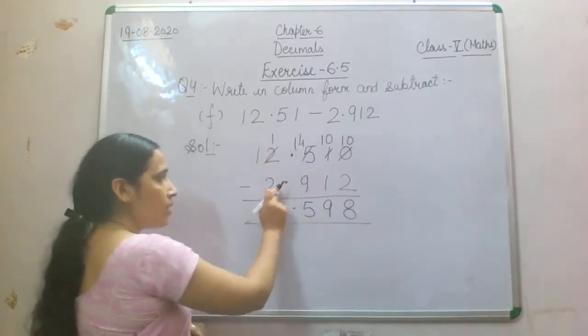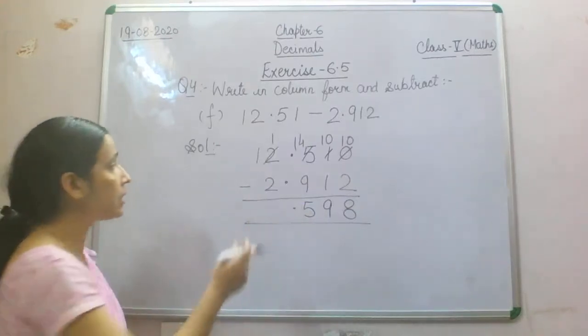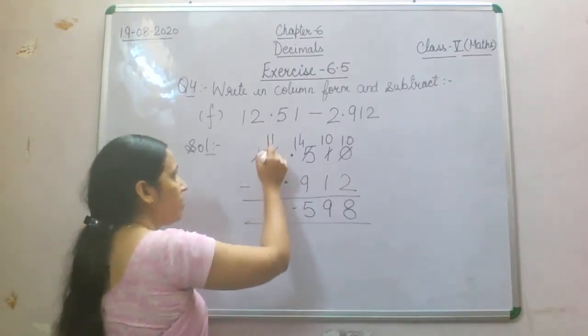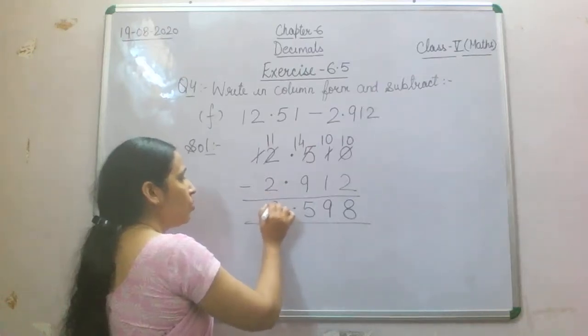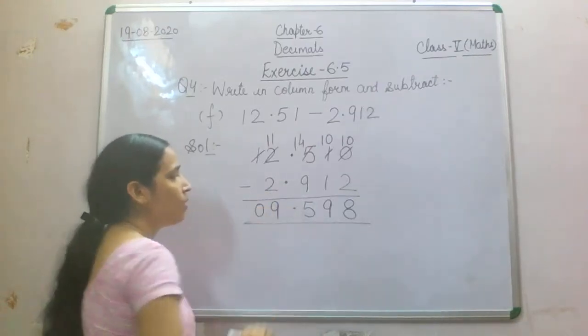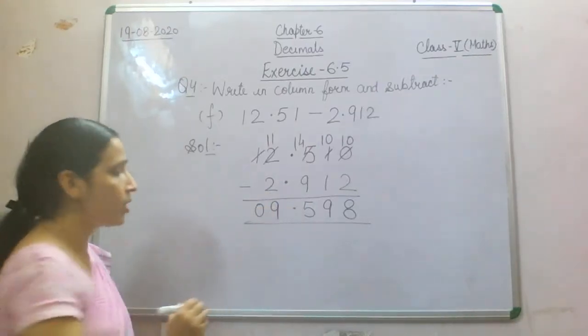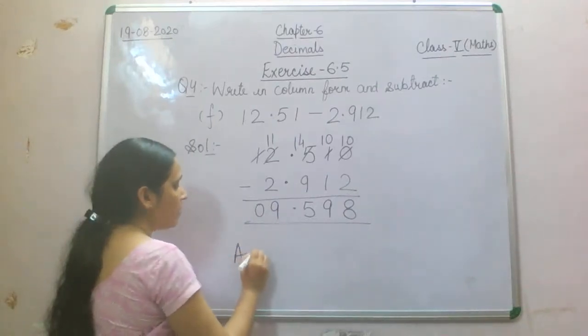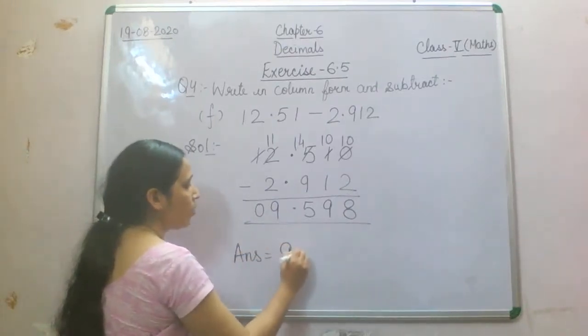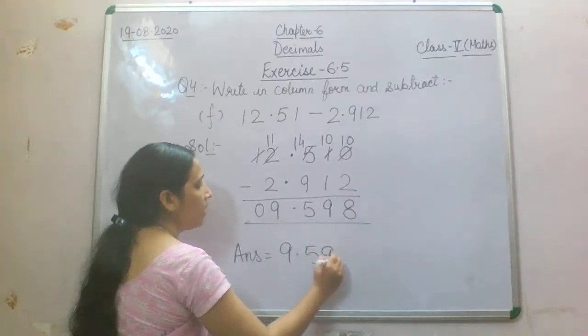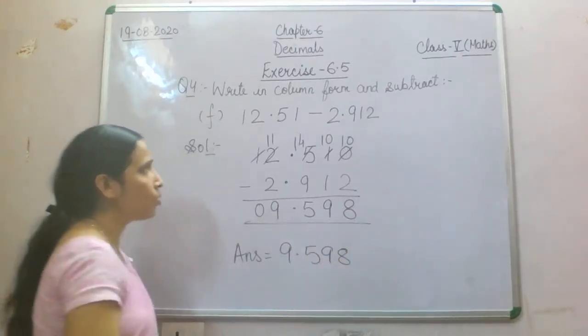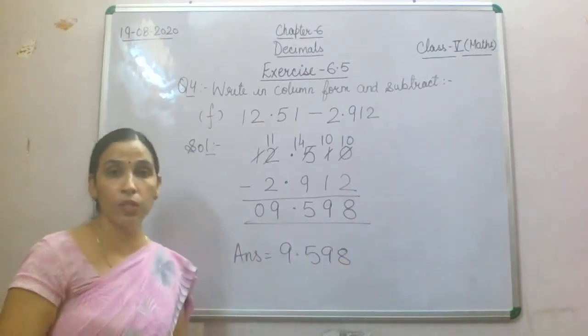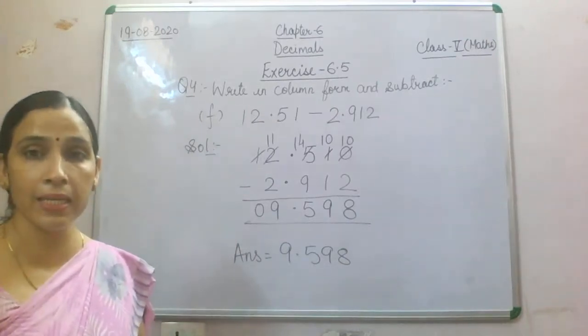Now from 1 you cannot subtract 2, so again this is going to borrow from here. This will become 11 minus 2. You will get 9, and here you will get 0. So what is the answer here? The answer will be 9.598. So what we have done: we were given two numbers which are unlike decimals.